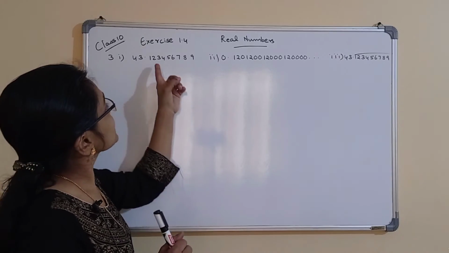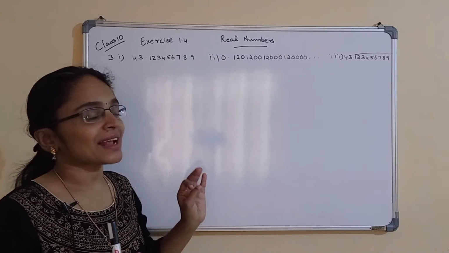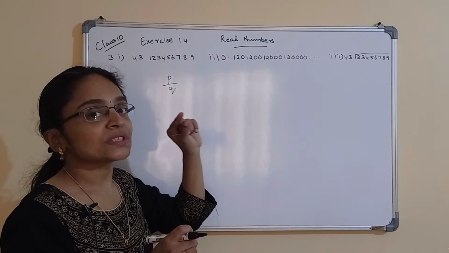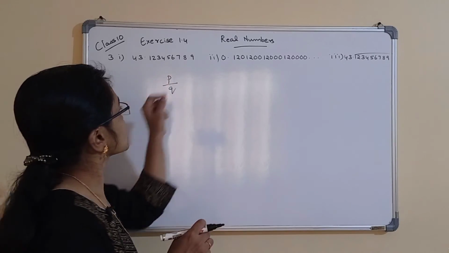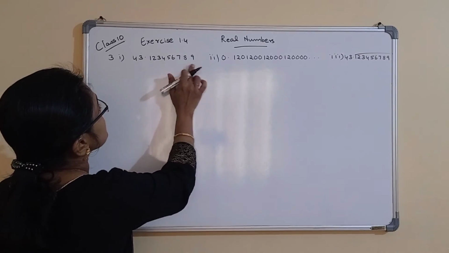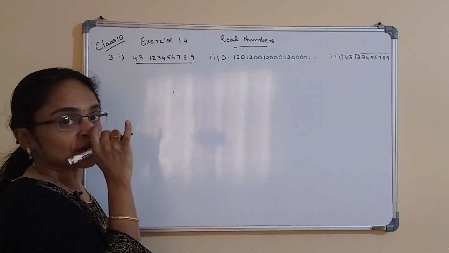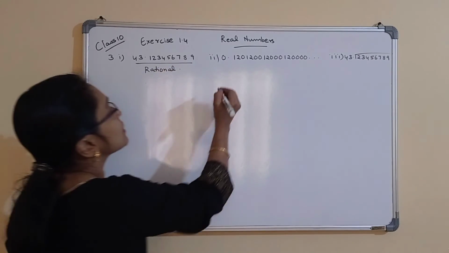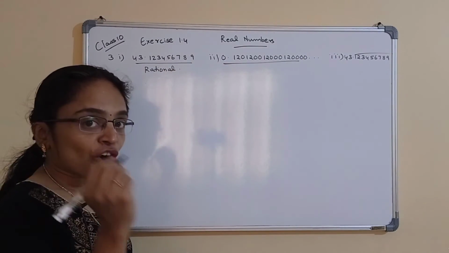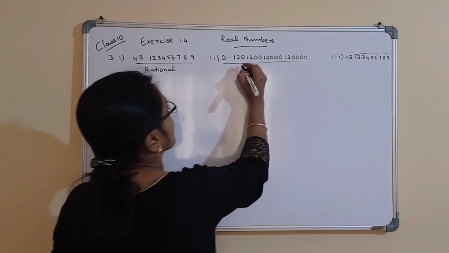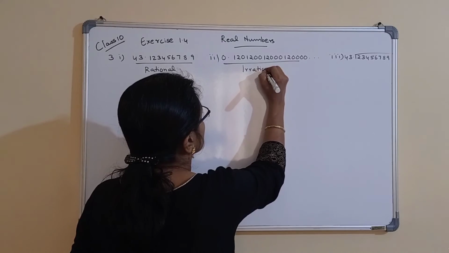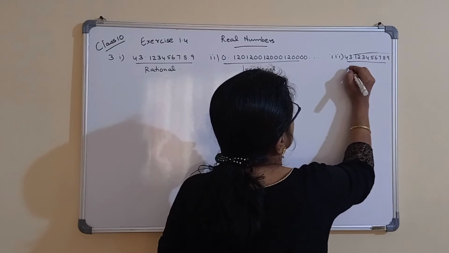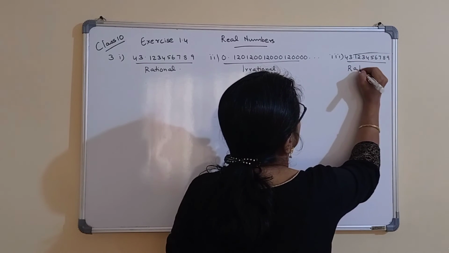Next question is, check whether these numbers are rational or irrational. If they are rational and can be expressed in the form p by q, what can you say about the prime factors of q? So this is terminating non-repeating, which is a rational number. And this is not terminating and not repeating, which is an irrational number. And this is non-terminating repeating, this will repeat. So this is a rational number.